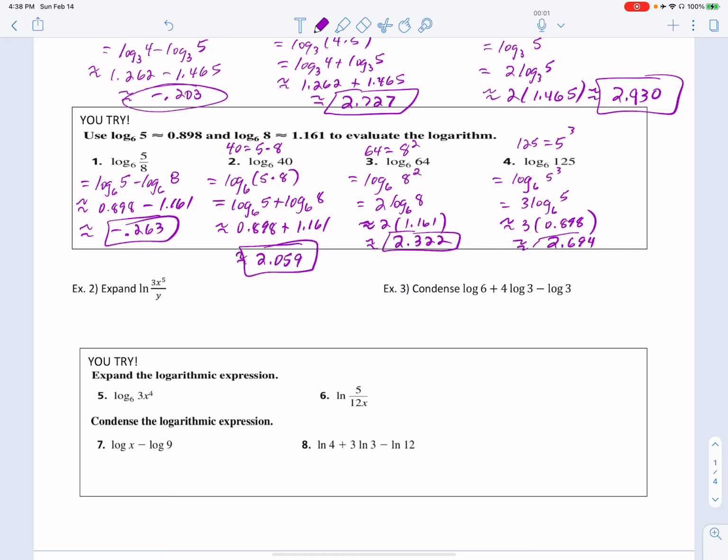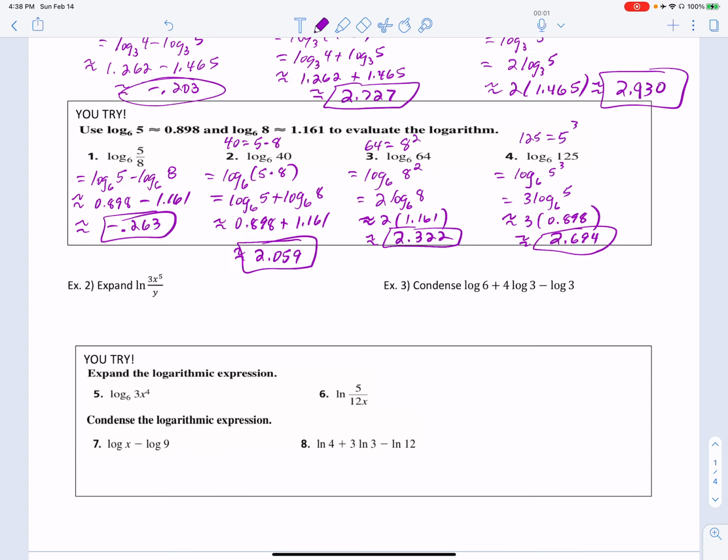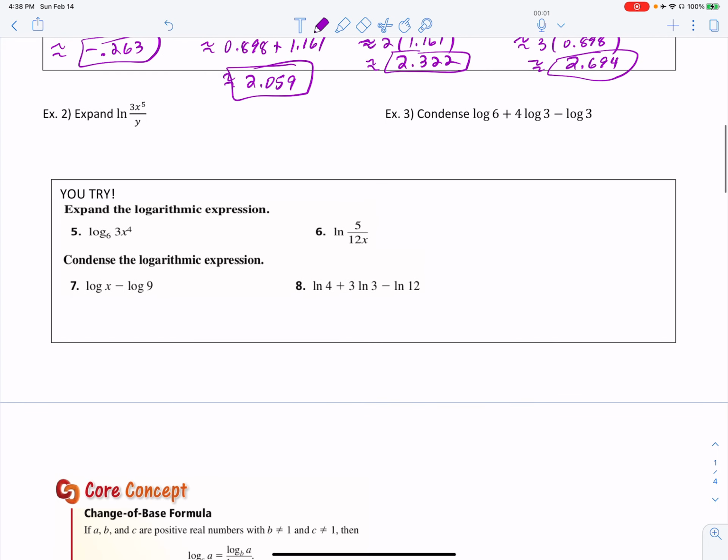All right, so then moving on, another technique that we use especially in calculus, with evaluating and being able to put something in a form that is more easily evaluated, is expanding or condensing logarithms. And so in example 2, you need to expand this natural log. That means it's base e of 3x to the 5th over y.